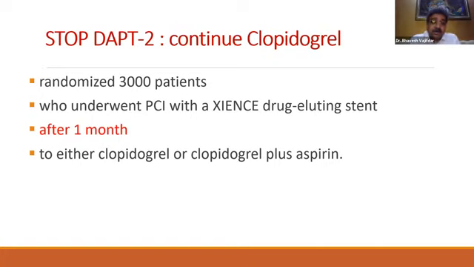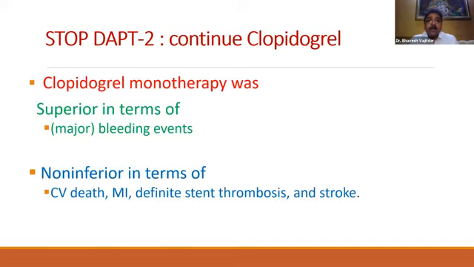Here nearly 3,000 patients, a large number of patients, underwent an angioplasty, and at the end of 1 month, they were randomized into either getting aspirin plus clopidogrel, that is the standard DAPT for the next up to 1 year, or stopping the aspirin and continuing only clopidogrel. So at the end of 1 month, you divide into either aspirin plus clopidogrel or only clopidogrel. And what did they find? That if you stopped aspirin and gave only clopidogrel, then the bleeding was much less. That means this was really superior. The major bleeding was less.